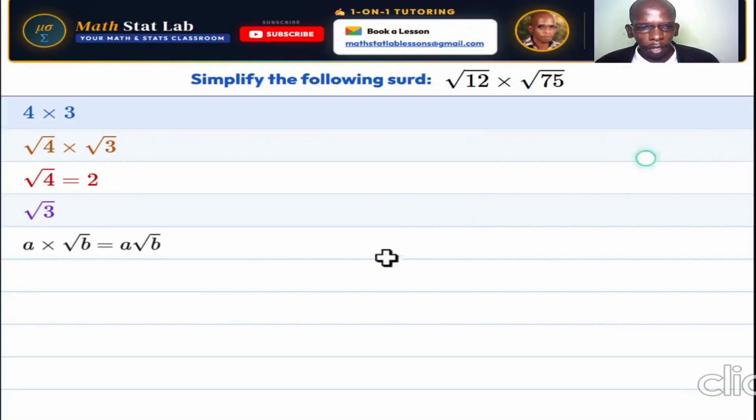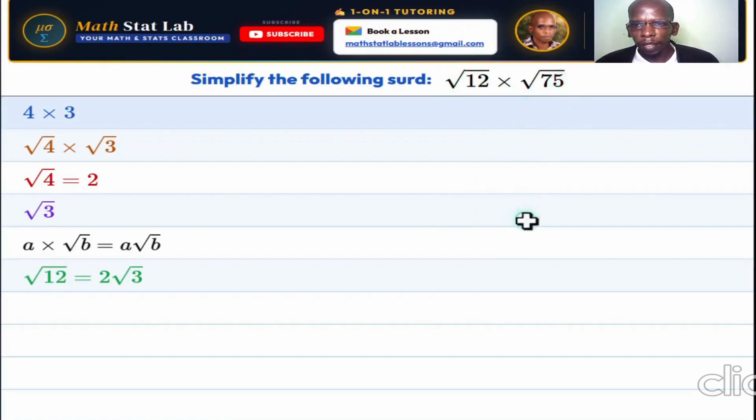And then we apply our rule where we said a multiplied by the root of b is the same as a root of b, where a is the value of the number which had the exact square root, in this case 2, and the root of b is the root of 3. So it becomes 2 root 3. That becomes the answer for this part here. Keep it in mind, we will use it.